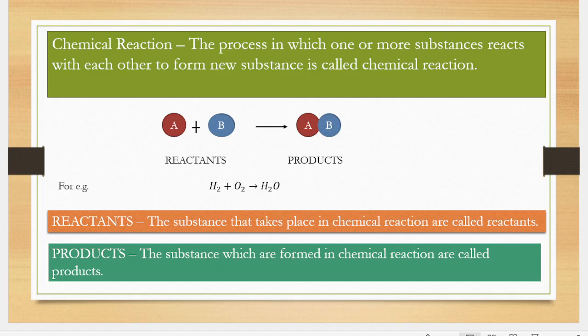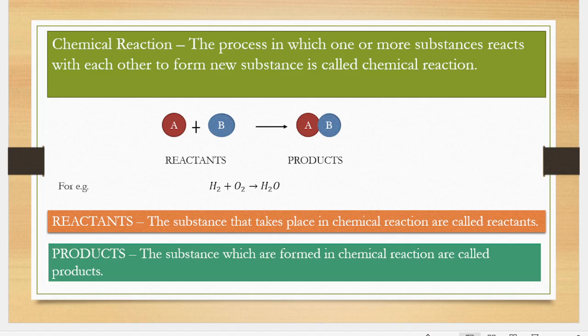For example, A and B are two substances. A and B react with each other and they form a new substance, that is AB, which is called a product. The substance on the left hand side is the reactant, and the substance on the right hand side is called a product.